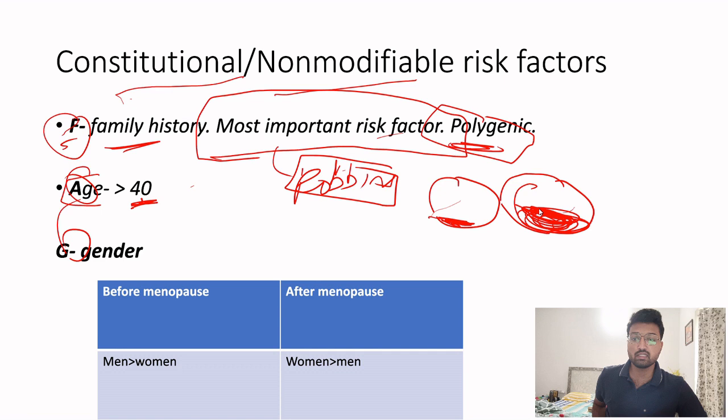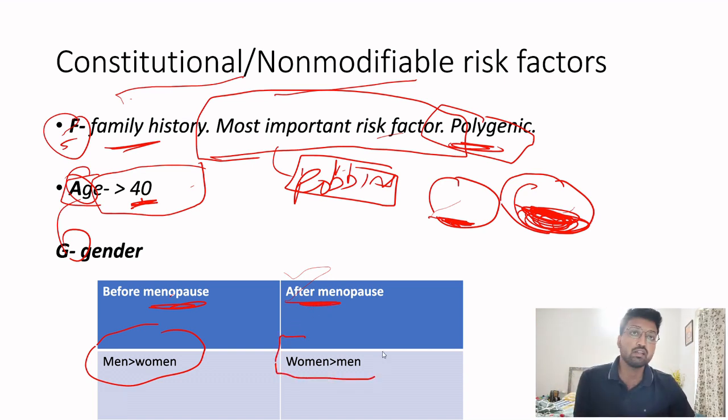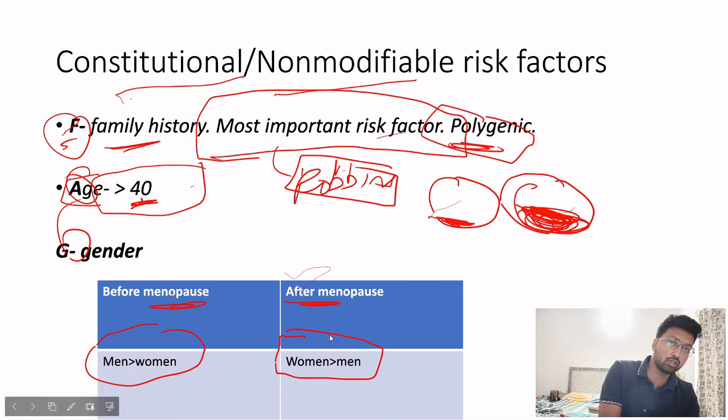So age more than 40 is a constitutional risk factor. Then we talk about gender. When we talk about gender, we say that women are protected from this plaque formation, from atherosclerosis. They are protected if they are before menopause. In this age group before menopause, the men are more at risk. But after menopause, when the estrogen level decreases, the women are at more risk for developing atherosclerosis.